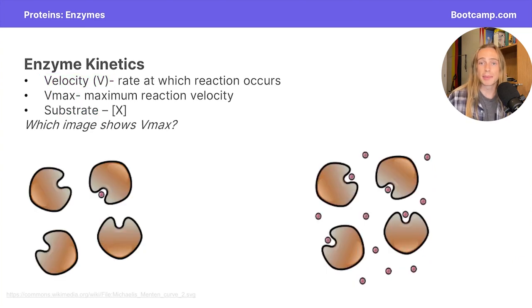So after looking at the enzyme kinetics plot, do you think you could tell me which one of these images shows Vmax, or the point where the enzymes are working as fast as possible? And great, so hopefully you got that the image on the right shows Vmax.